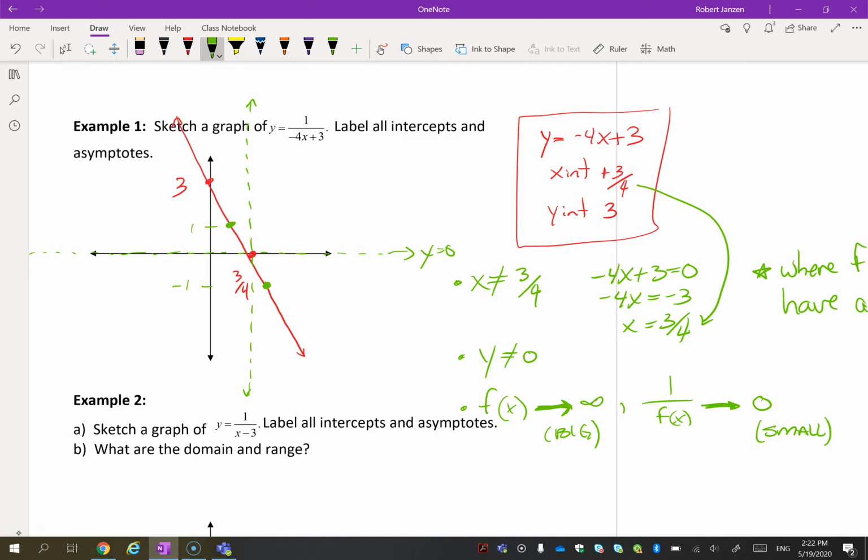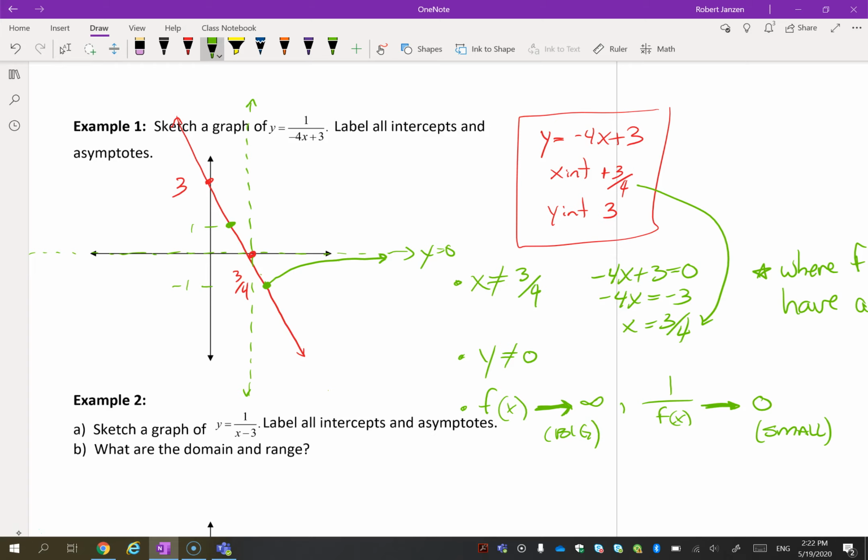So going back here, what's happening with this graph? It's getting really big negative. So let's get really small negative for the reciprocal. Okay, so just as an example, if you said x is 100, and you put that over here, this is going to be a really big number, but when you take the reciprocal, it's going to be a really small number.